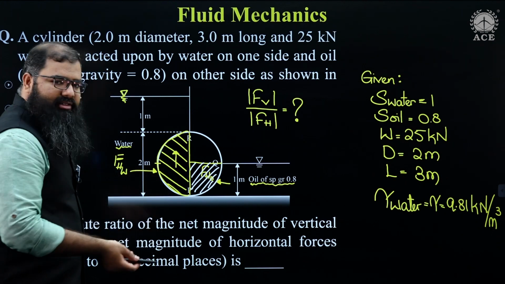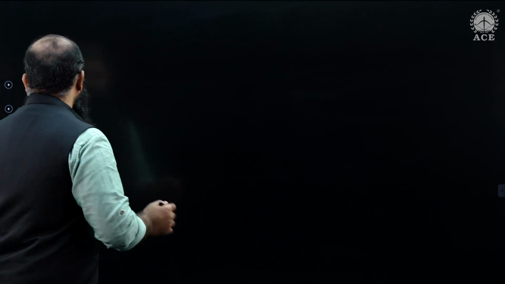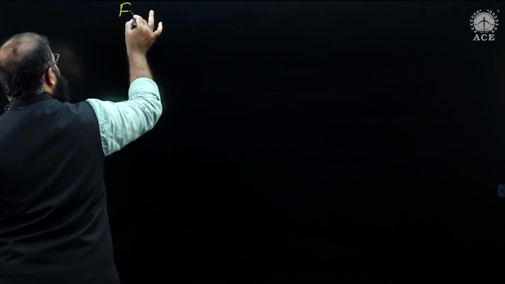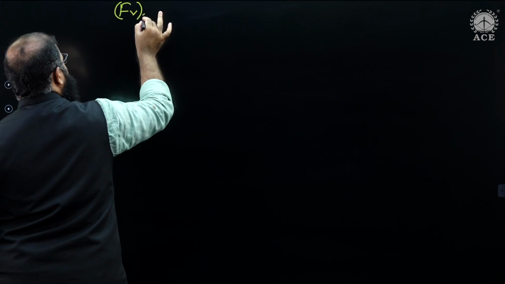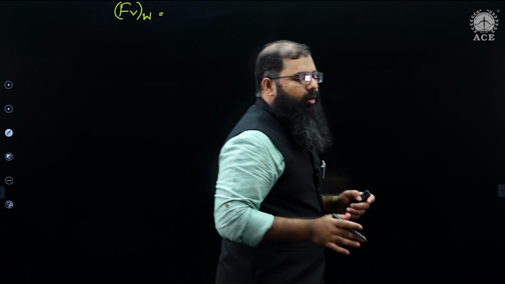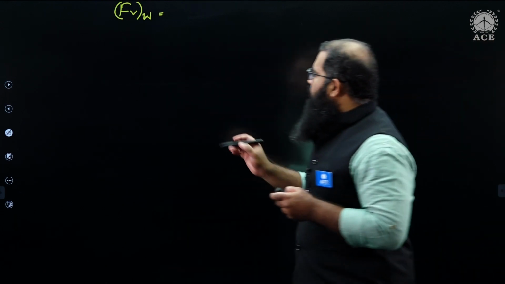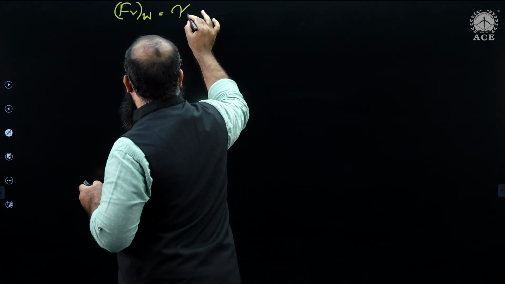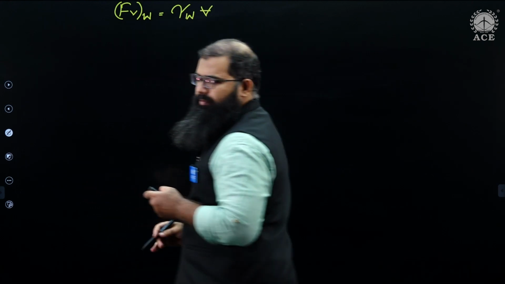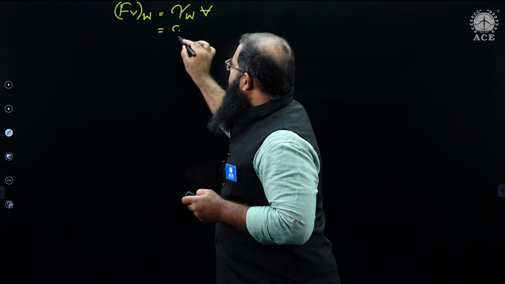Now let us apply this. I am going for the new slide now. Let us say the vertical thrust by the virtue of water is supposed to be equal to how much? We all remember the formula. It is supposed to be gamma times volume, is it not? So gamma of water multiplied to volume. Now gamma of water we know is equal to gamma.